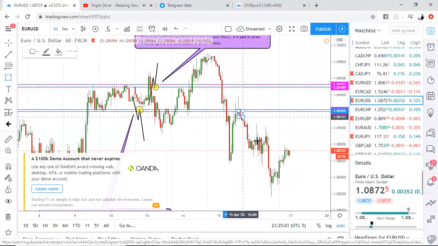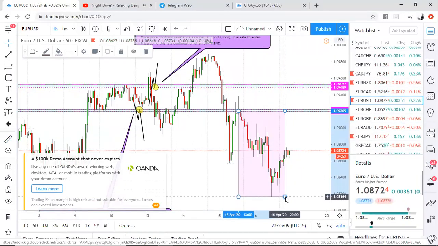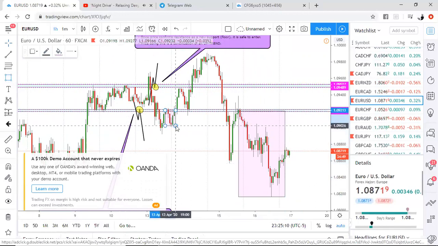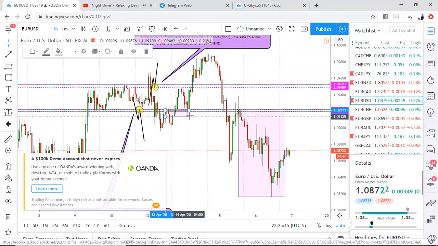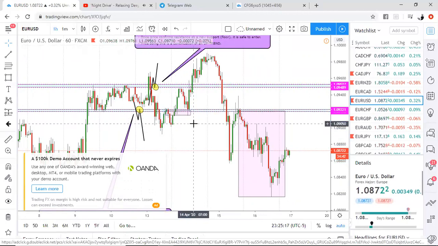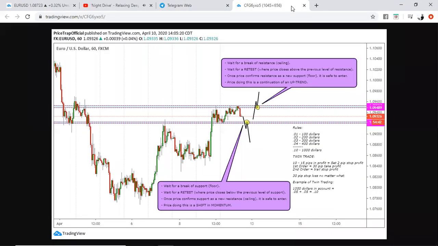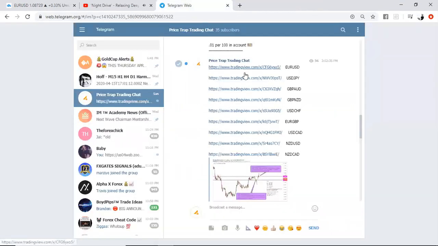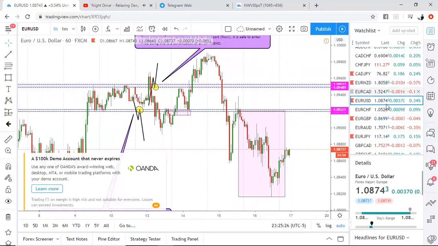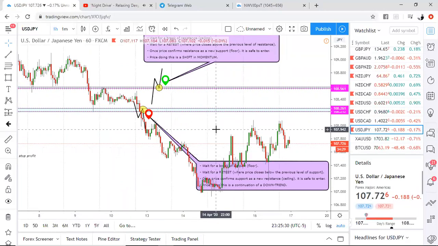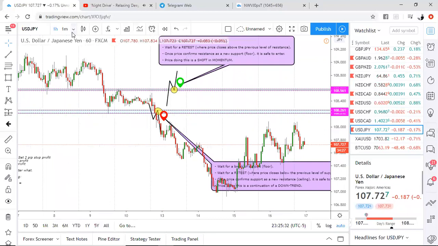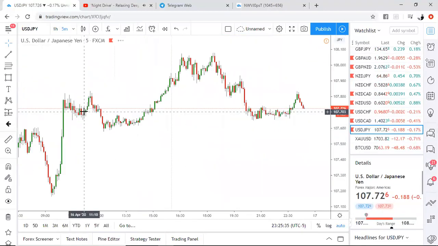And again, we see one UJ. Go look at the chart. Go to the lower time frame to see how everything played.